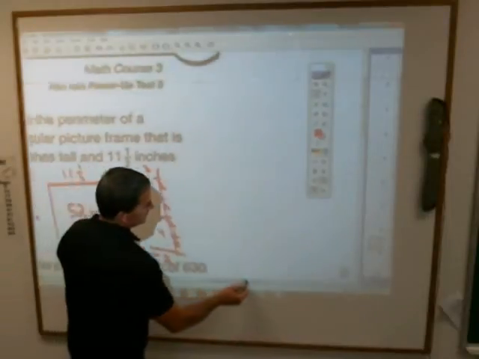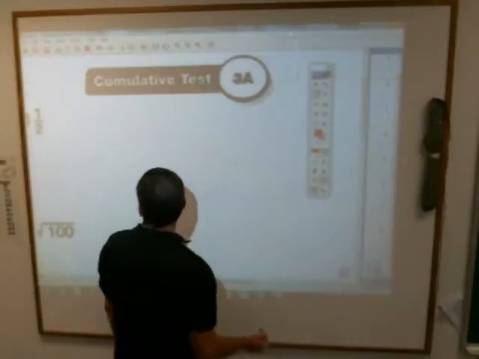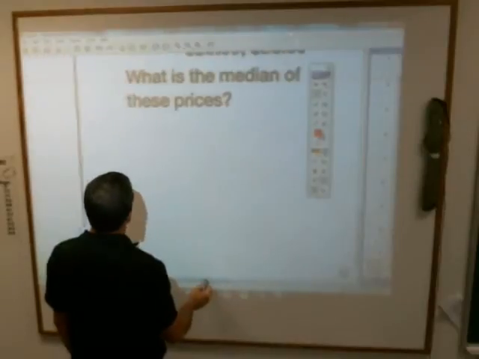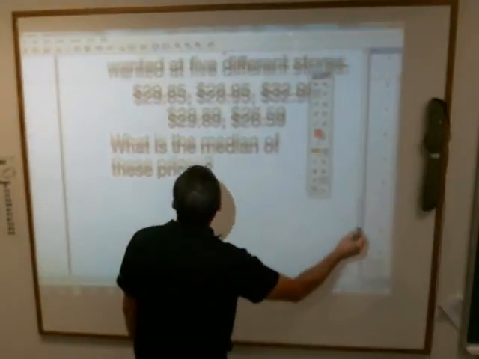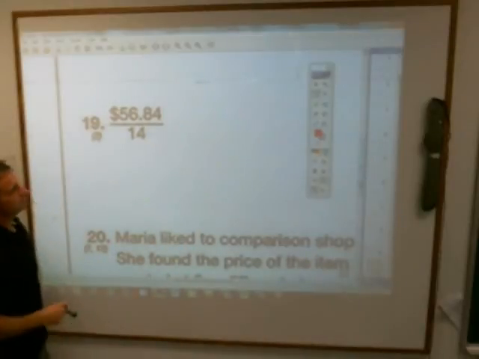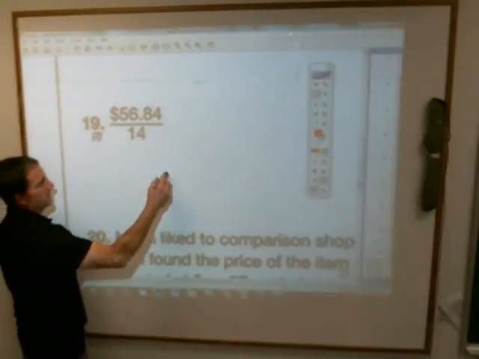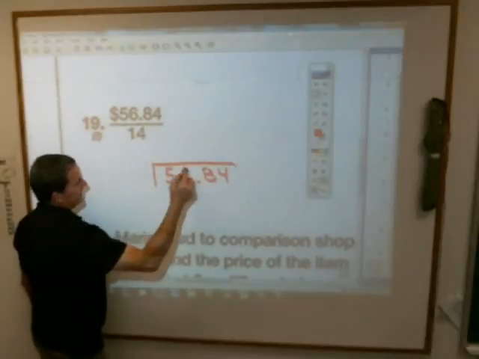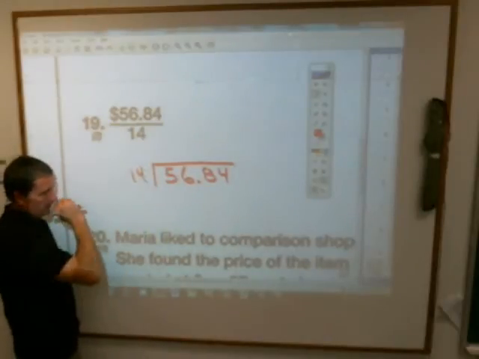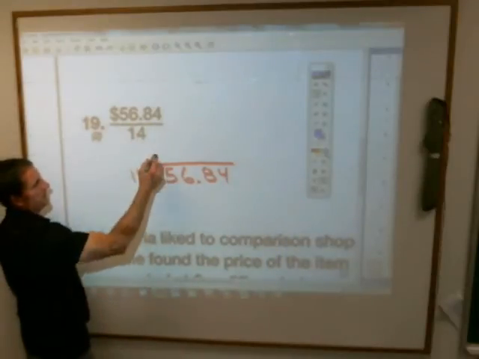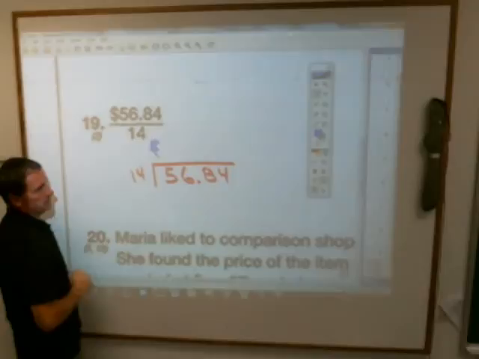Number 19. Number 19. I love number 19. I love 19 and 19 loves me. So you're asking me how to divide? Is that what the deal is here? This is $56.84 divided by 14, and I can't do anything about it if you're not good at your basic math facts. By the way, this is dollars, so my answer is going to be in dollars.